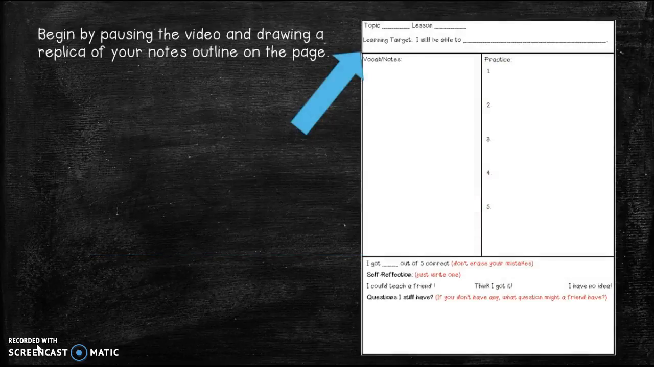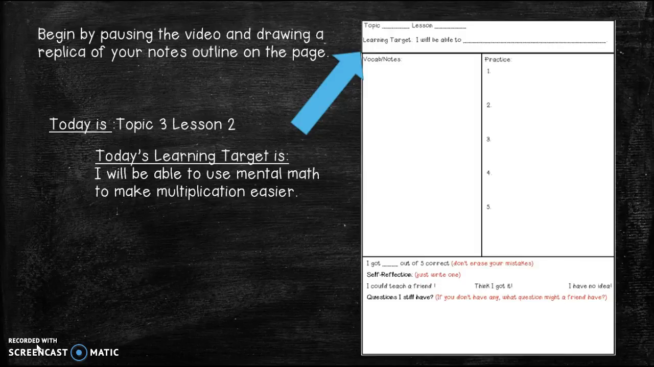Today we are going to be looking at Topic 3, Lesson 2. And our learning target is, I will be able to use mental math to make multiplication easier. I'll tell you what, today's lesson should just be a review because we went over most of these strategies in our lesson yesterday.